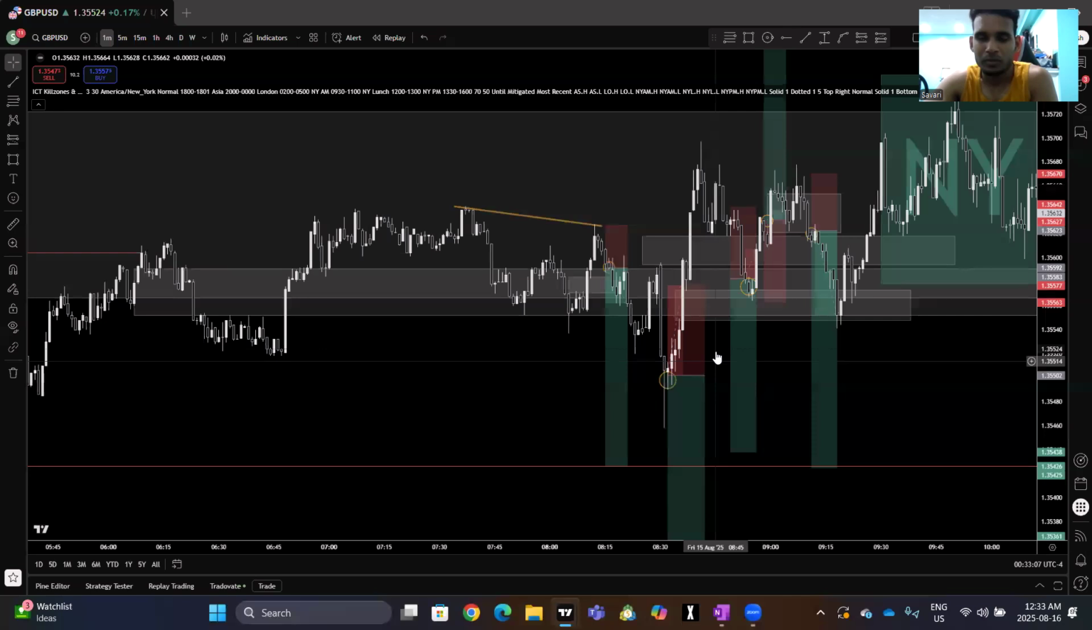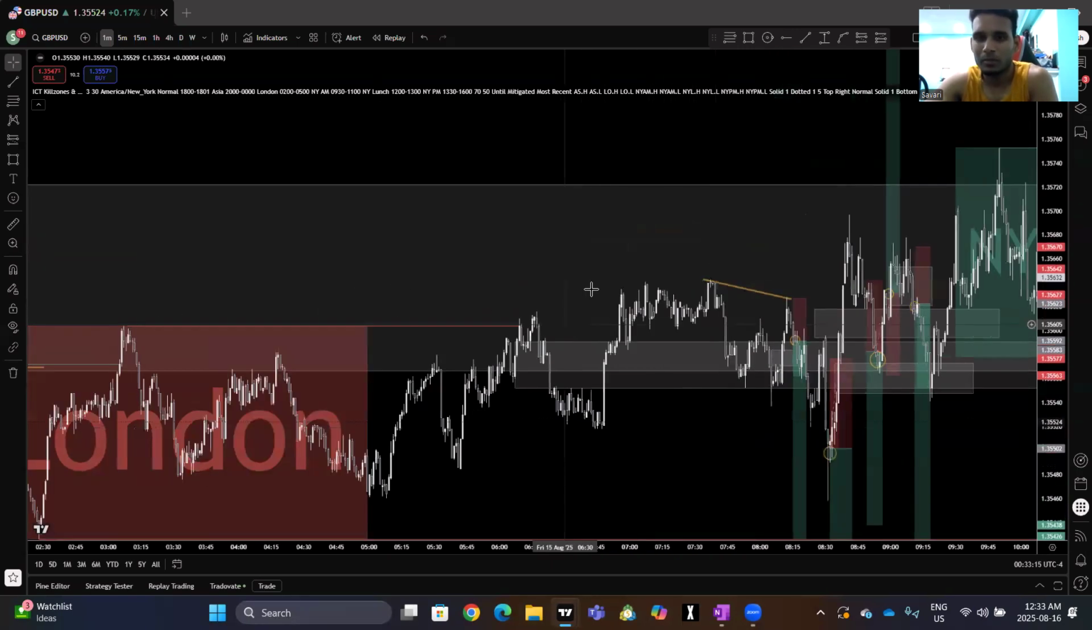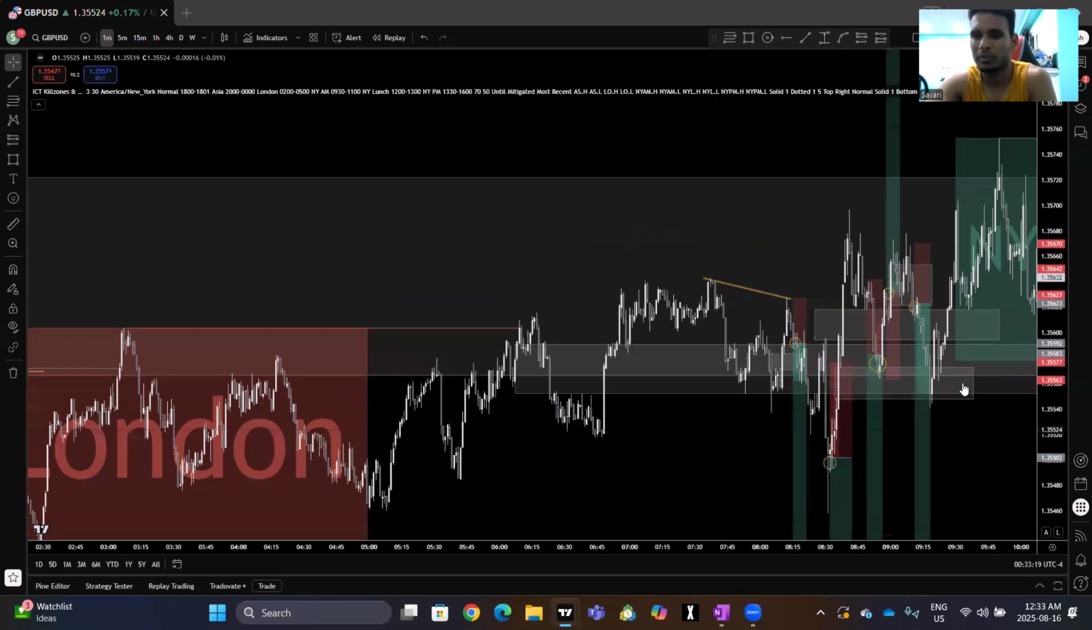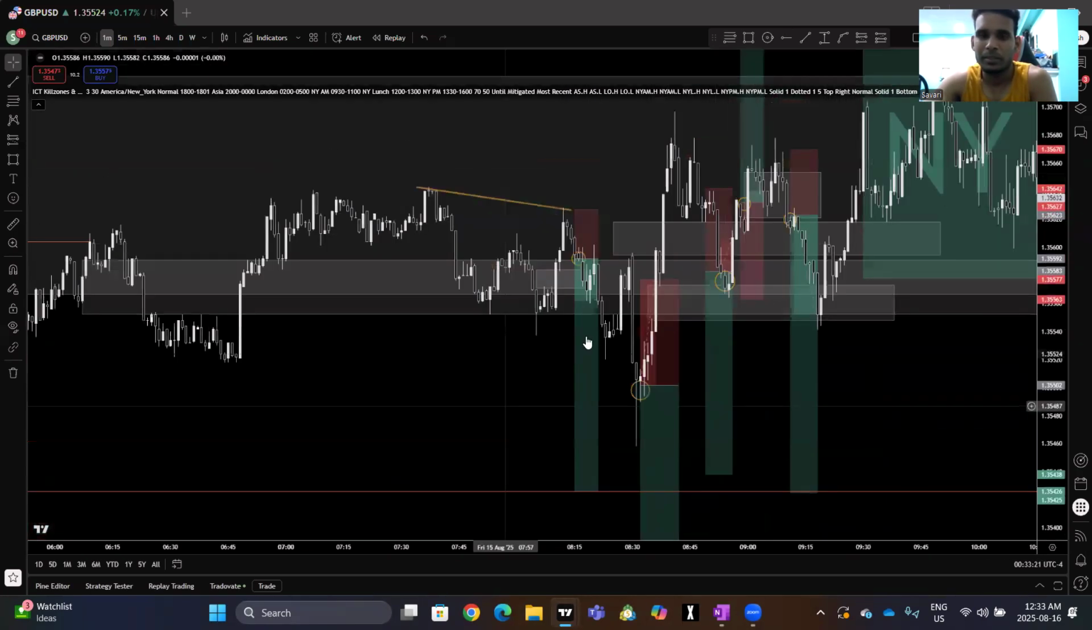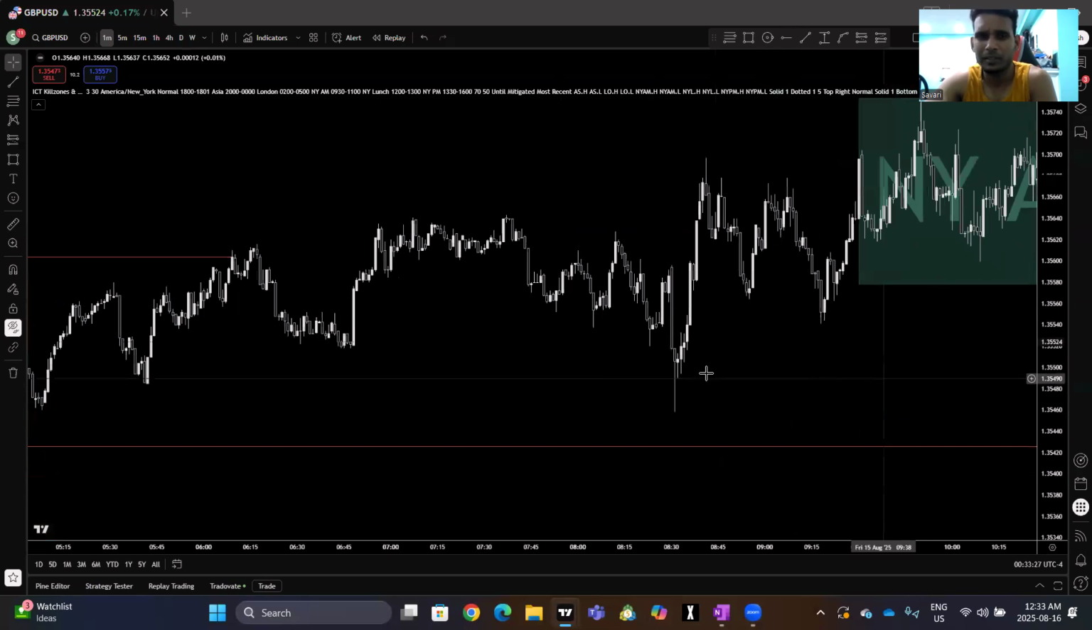Nice inversion. So as soon as I saw this inversion, I should have executed my position here, or at least this candle, or at least this candle. I didn't do that. This was my take profit. If I executed my position here, 1 to 1, 1 to 1. And you can clearly see that.